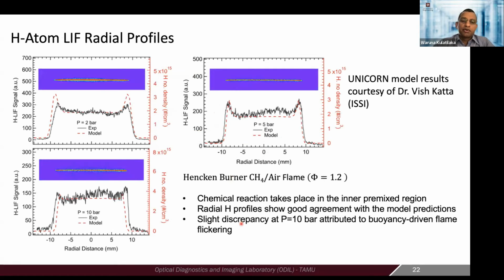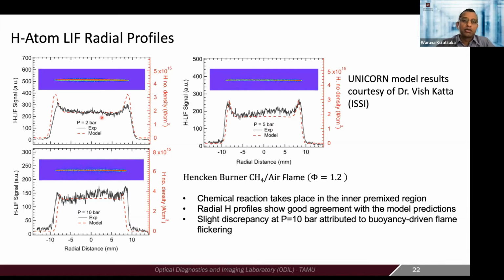So once we confirm some of those initial characteristics, we measure these H-atom line profiles at different heights above the burner, and also at different pressure conditions, going from 2 bar to 5 bar to 10 bar. These are typical line images, and you integrate that image. You can see the radial profile of H-atom through those flames. This is a slightly rich flame, so you see these diffusion-like flamelets at the end, and then you see a nearly flat region in the middle. And these measurements also mesh very well with 2D flame calculations using UNICORN code with our collaborators.